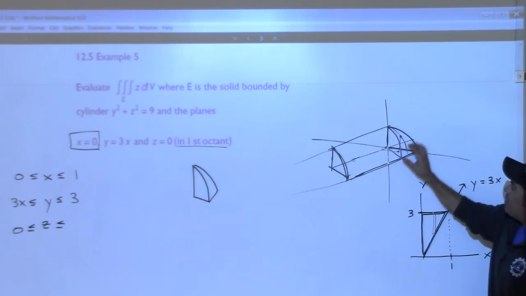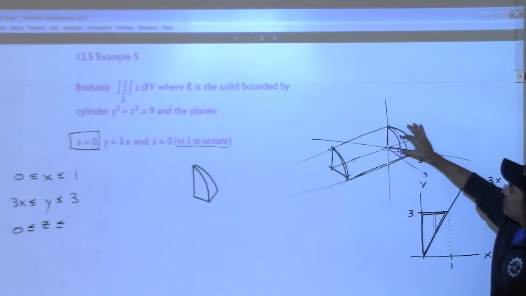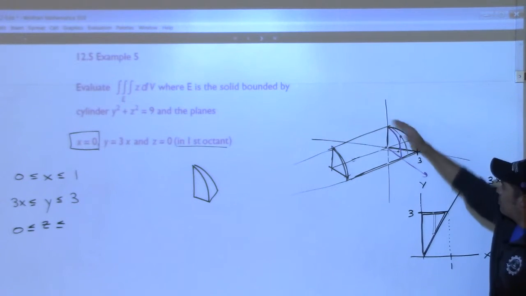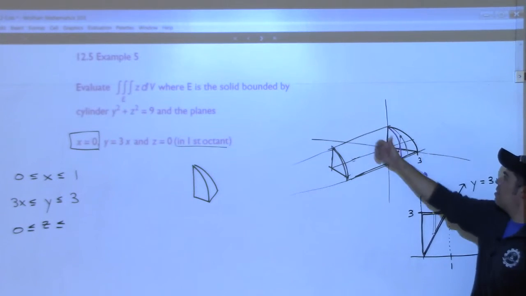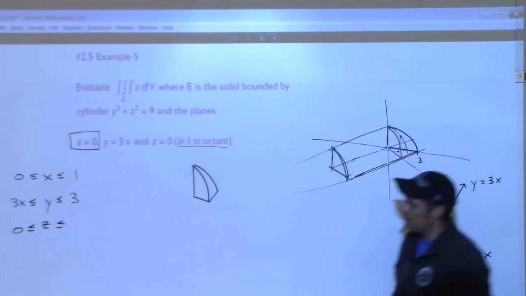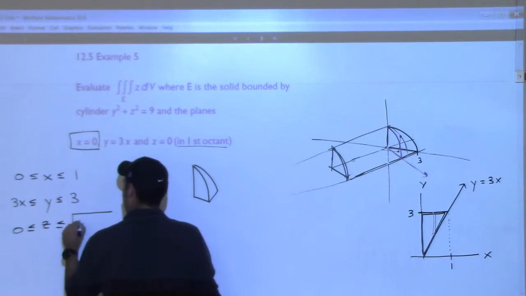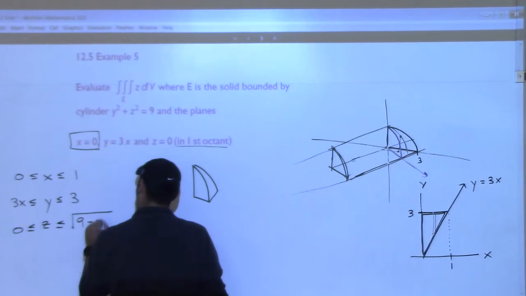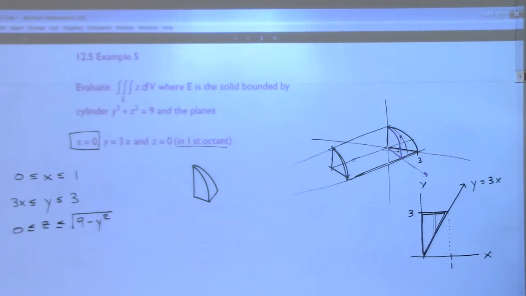No, because all that equation up there is giving us is the boundary on our z. It's just that our z has to be between 0 and that curved piece, right? That curved piece, it doesn't matter that we're looking at this half. Okay? So what is it? Root 9 minus y squared. There we go. And we're integrating z.